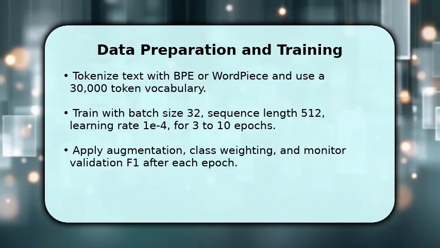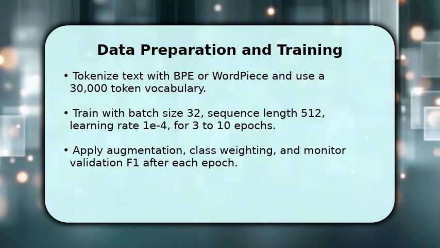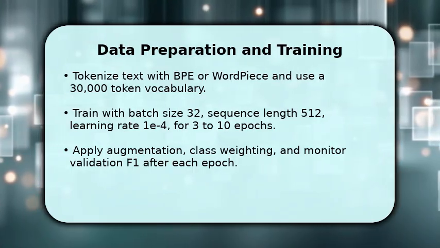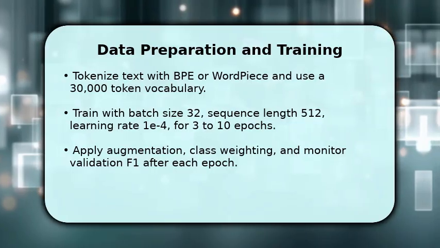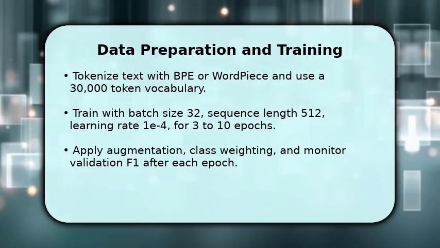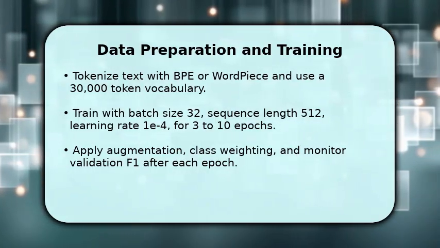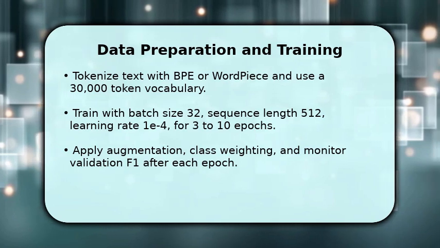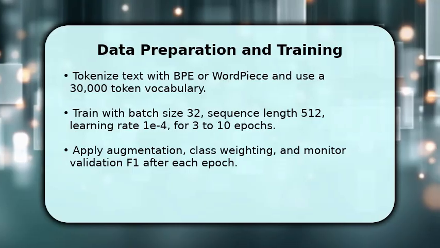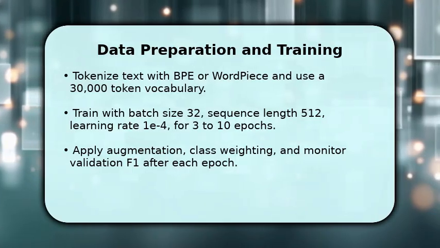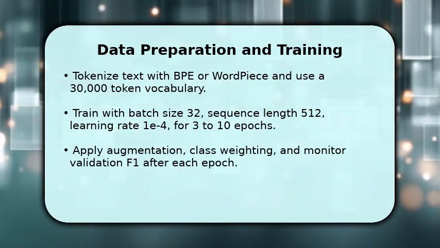Lowercase, normalize punctuation, and remove control characters. Tokenize text with BPE or WordPiece and choose a 30,000 token vocabulary for many use cases. Create training pipelines with batch size 32 and sequence length 512 to balance memory and throughput. Use an initial learning rate of 1E-4 and schedule warm-up for stable convergence.